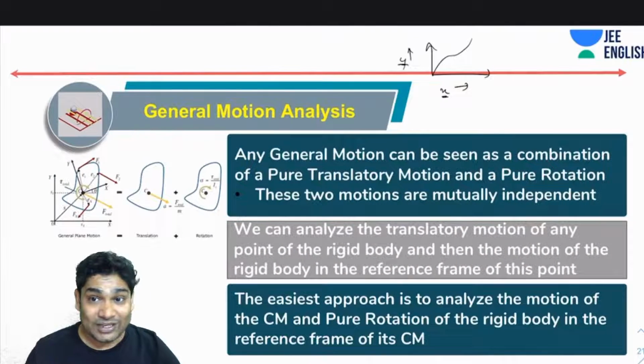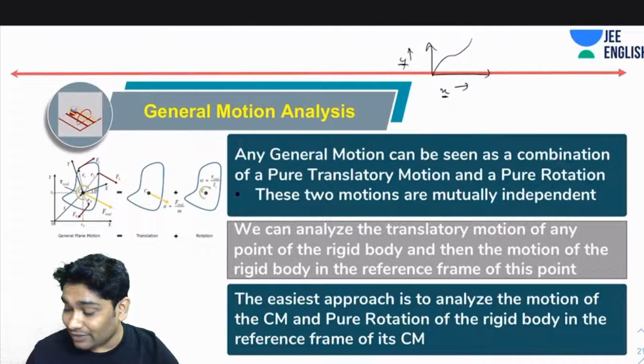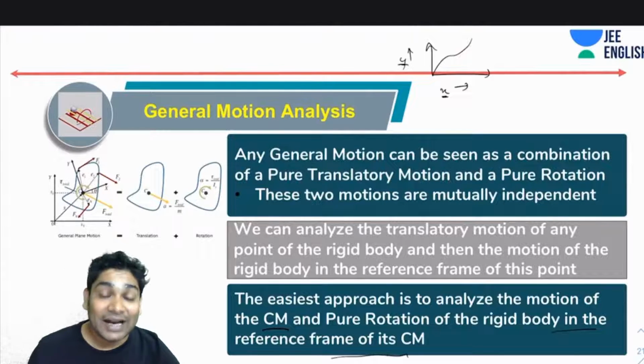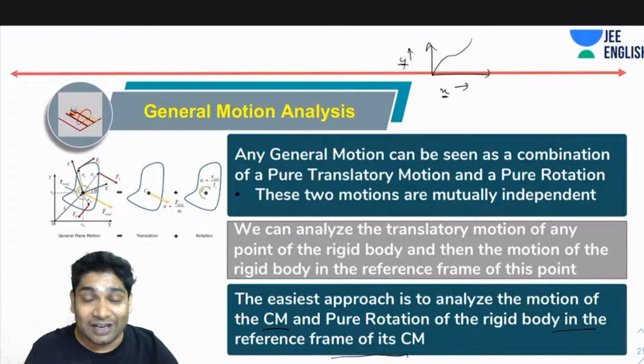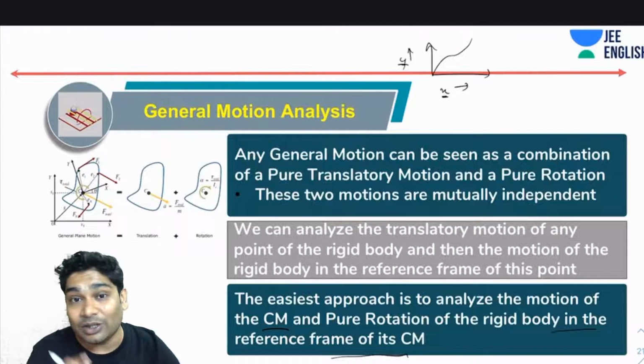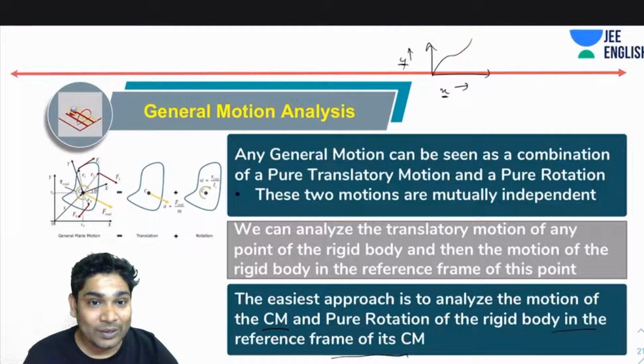The easiest approach is to analyze the motion of CM and then pure rotation of the rigid body in the reference frame of CM. That is what my problem solving strategy is going to be. First of all, I will look at all the external forces. Why? Because CM's motion is independent of internal forces. The net internal force acting on the CM is always zero. That is a fact that I know about CM.